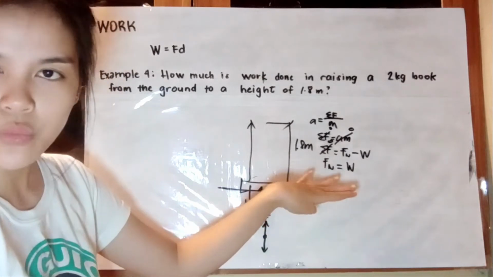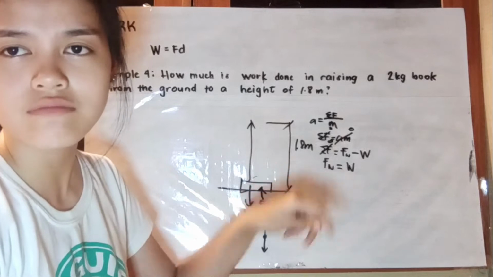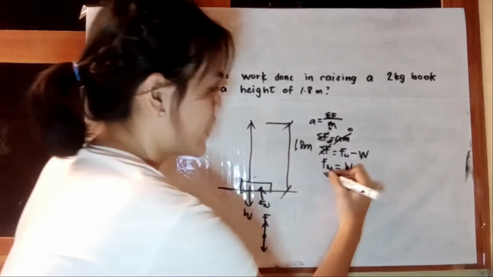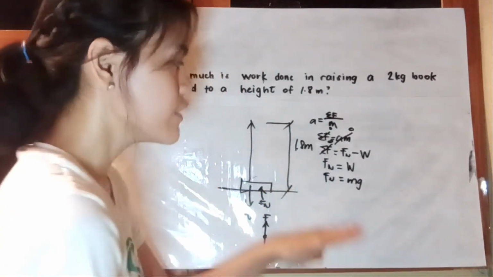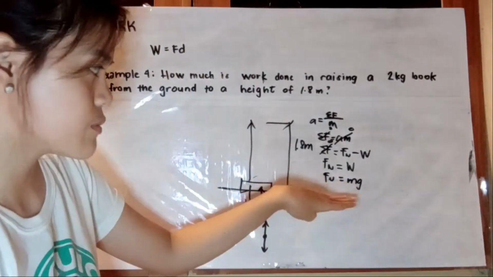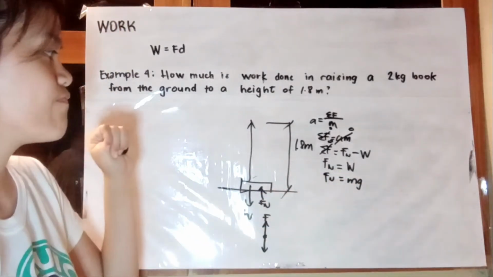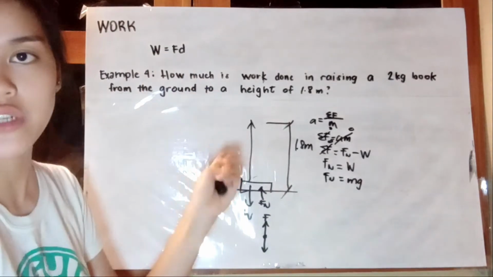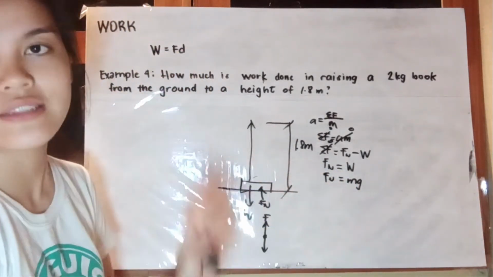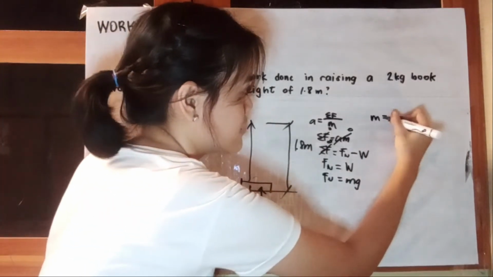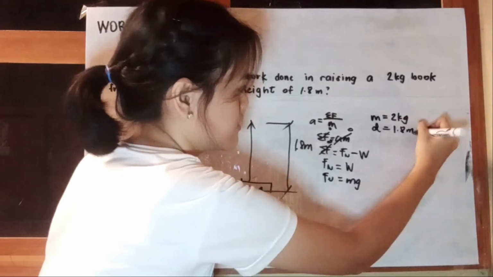And we all know that weight can be determined by multiplying mass times gravity. So therefore, our normal force will also be computed using that method. So now we can find the work. Since we have our values here, we have a mass and we have the distance. So first we have a mass of 2 kilograms and then a distance of 1.8 meters.